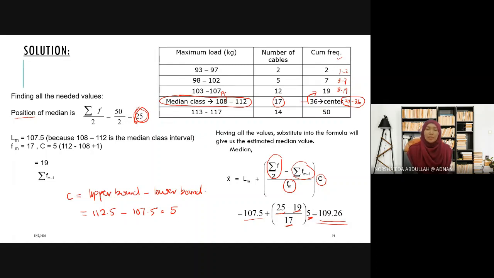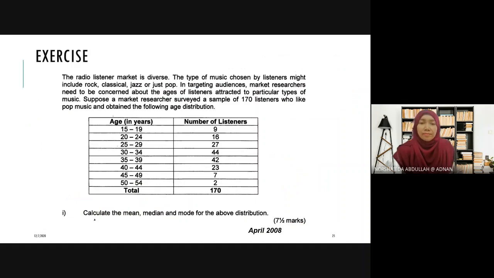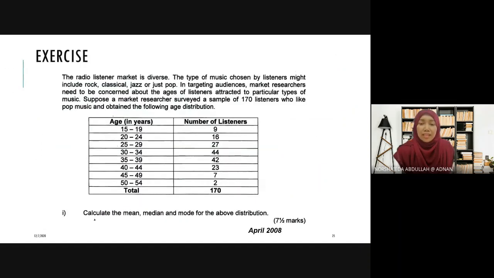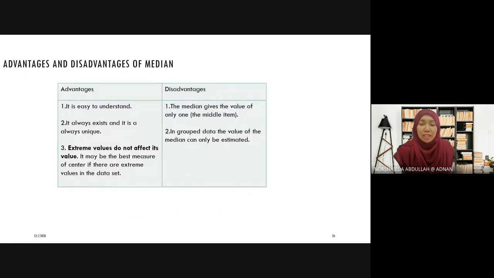right? So what does it mean? It means 50% of the cables can load less than 109.26 kilograms, or 50% of the cables can load more than 109.26 kilograms, right? Okay, so you can try the exercise later and also read on the advantages and disadvantages of the measure.